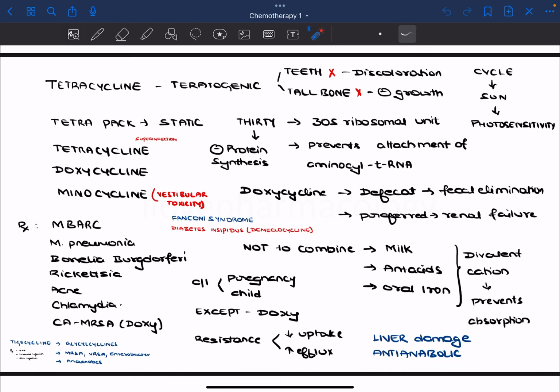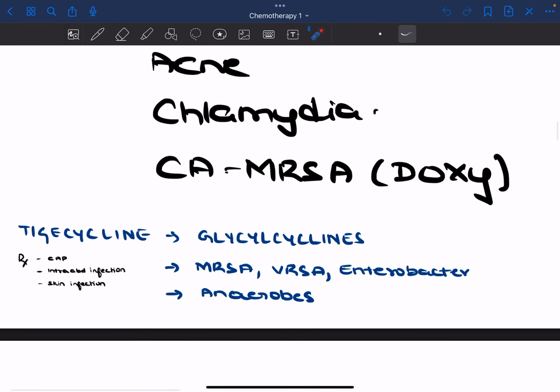So one of the synthetic forms of tetracycline is tigecycline. So please remember tigecycline. Tigecycline is a newer form of tetracycline. They belong to the glycylcyclines. Basically they are effective against MRSA, VRSA, Enterobacter as well as anaerobic organisms as well as organisms which are resistant to the tetracyclines. Tigecycline can be used in community acquired pneumonias, intra-abdominal infections as well as skin and skin structure infections.